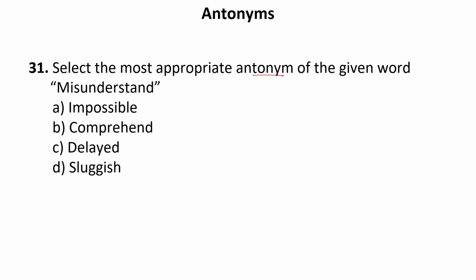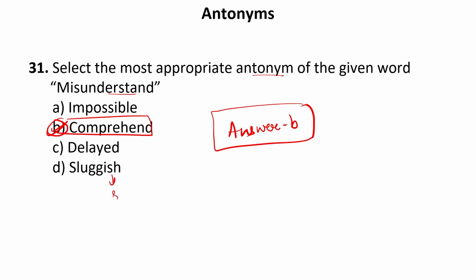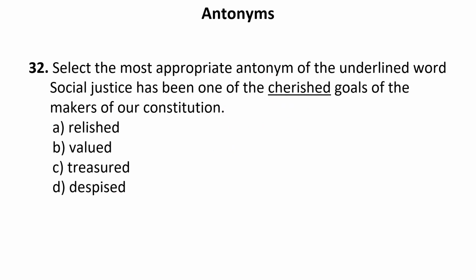Select the most appropriate antonym of the word misunderstand. Misunderstand is when something is understood in a wrong way, or when something is wrongly understood. So the antonym of it will be comprehend, that is understand. So our answer is B. The other options are sluggish. Sluggish means slow. Delayed means which is postponed. Impossible, which is not possible at all. Now let us move to the next one.